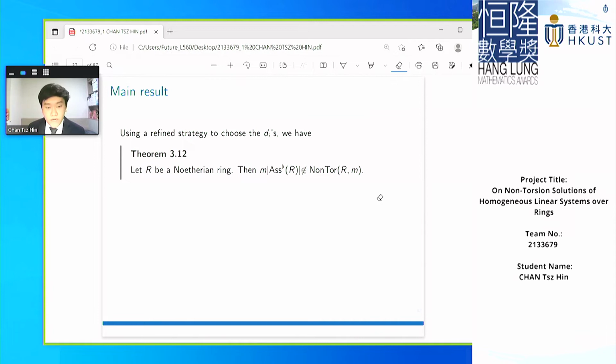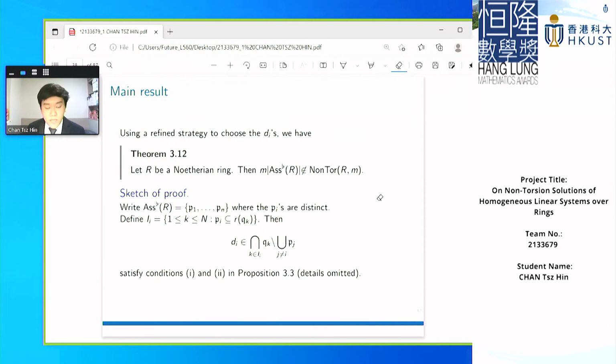And using a more refined strategy to choose the Di, we have the following main theorem, which says that if R is a Noetherian ring, then m times the number of minimal associated primes is not a non-torsion number. The main idea in the proof is to choose Di in these sets which avoid the problem arising from n-variable primes. One could check that they indeed satisfy the two conditions, but the key step here is whether we can actually choose such Di.